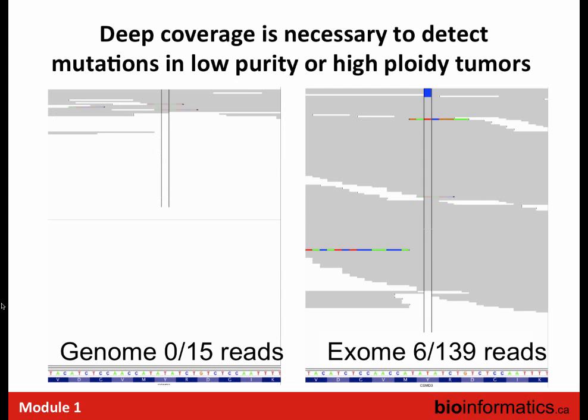As a result of these two features, low purity and high ploidy, deep coverage is needed to detect mutation in low purity or high ploidy tumors. So this is the exact same tumor analyzed 2 different ways, once by relatively shallow whole genome sequencing, and once by sort of average whole exome sequencing. So for the Cancer Genome Atlas, the average coverage targeted was 100x. This is slightly deeper than that. We can really see the very scant read coverage of this mutation here in the exome sequence, no hint whatsoever in the whole genome sequence.